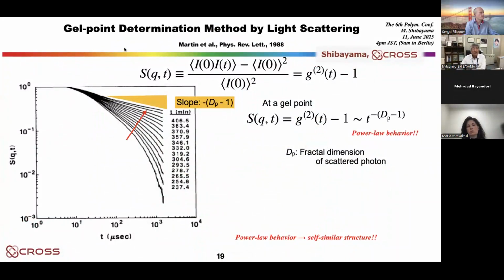So coming to the gel point determination by light scattering. There was an interesting paper by James and Martin in 1988.